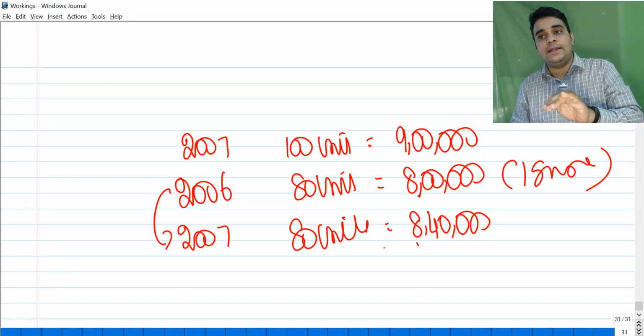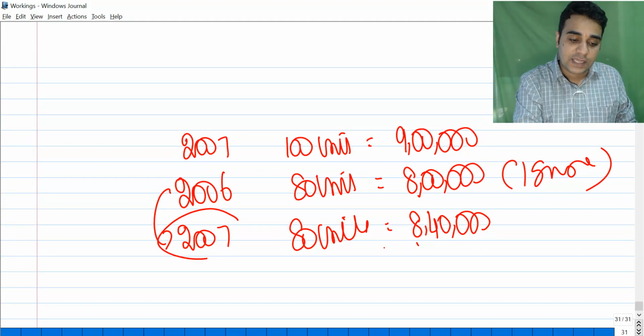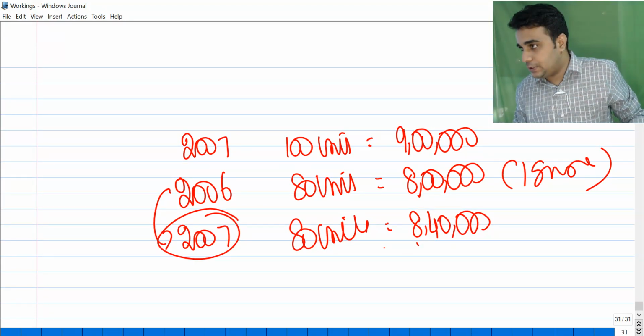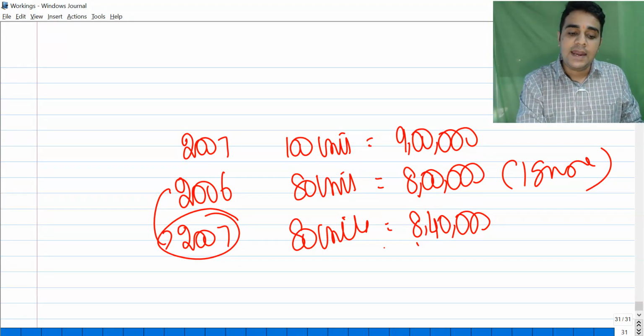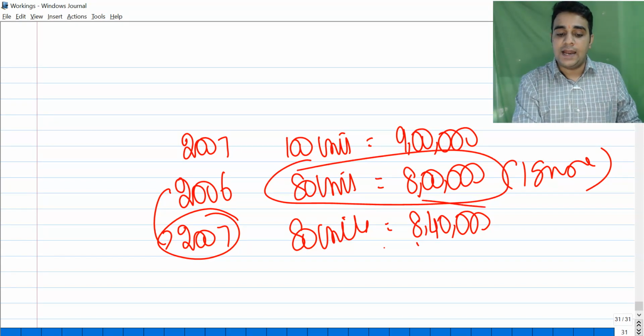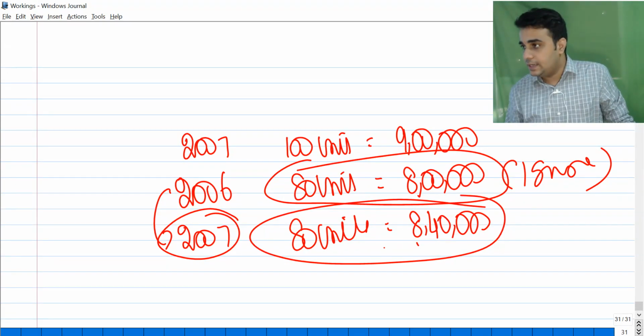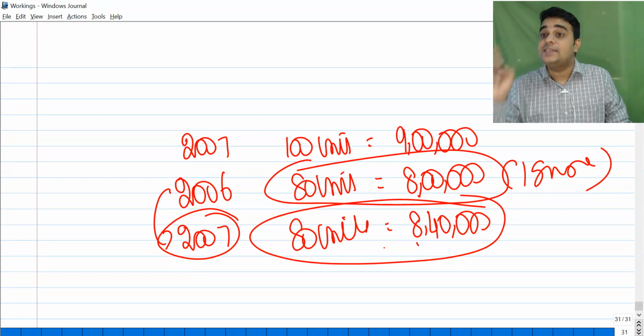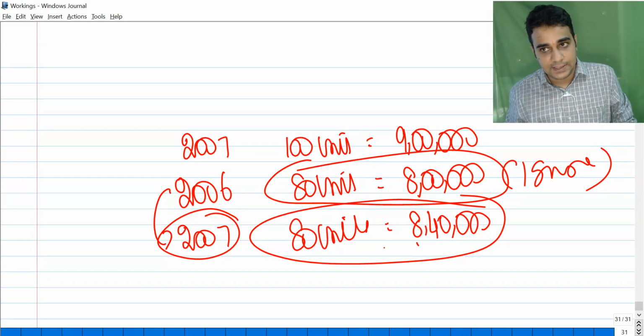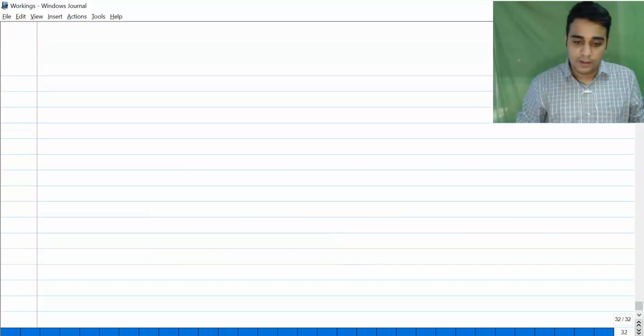So I added that inflation, and I am writing 2007 if you produce 80 units. Earlier this was unadjusted overheads, and this is called adjusted overheads, adjusted for inflation.